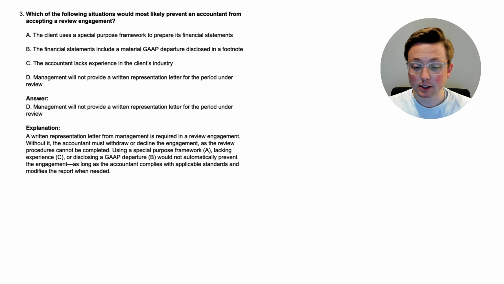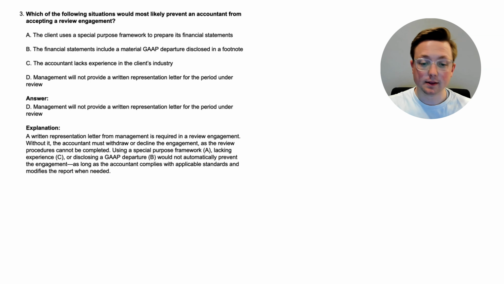A written representation letter from management is required in a review engagement. Without it, the accountant must withdraw or decline the engagement, as the review procedures cannot be completed. Using a special purpose framework, that was option A, lacking experience, that was option C, or disclosing a gap departure, that was option B, would not automatically prevent the engagement as long as the accountant complies with applicable standards and modifies the report when needed.